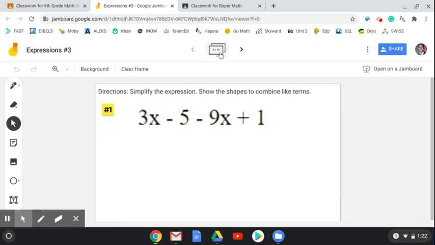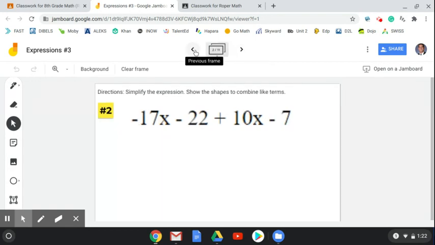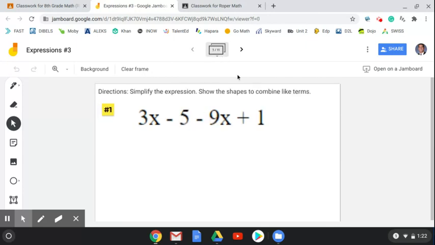And so as you can see up here, these are called frames. Right now I'm on the first frame. If I click through, I can go to the next frame, there's 2, 3, 4, and so on. There are 11 total, okay? There's actually 10 problems, and the last frame is some directions on what to do when you are totally finished.